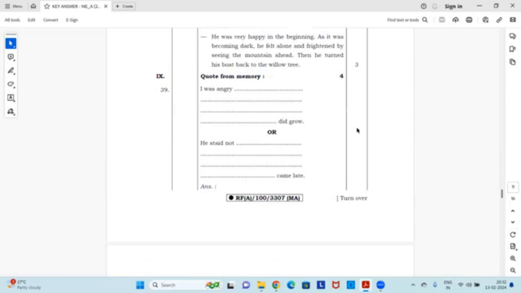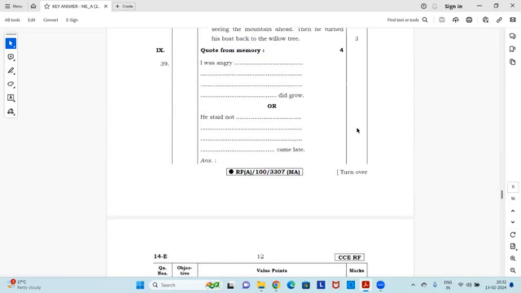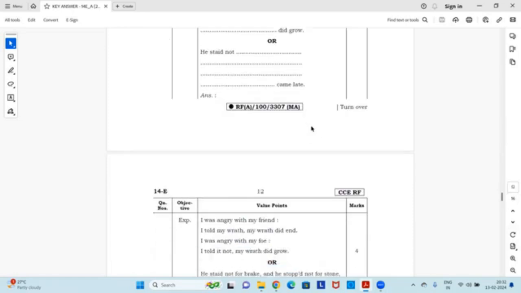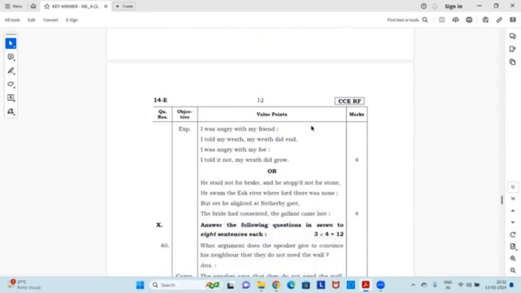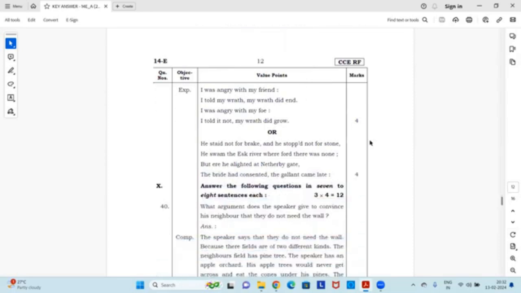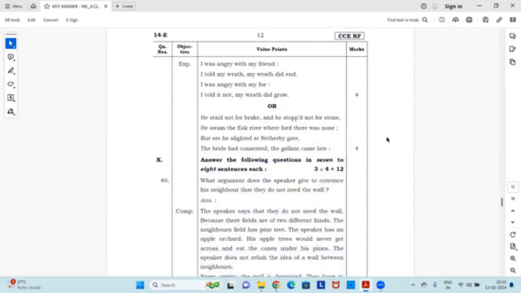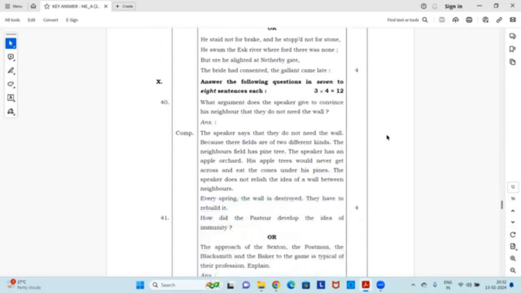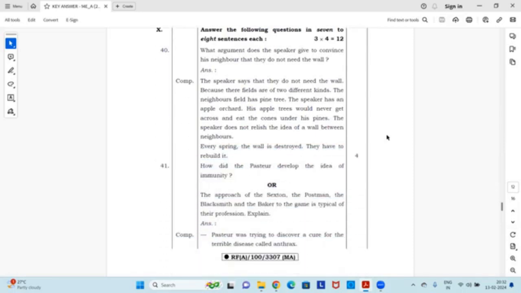Fine. So coming to the next main, it's quote from memory. You have a poem. Stanzas are given. I was angry till did grow. Then the next optional poem is he said he stayed not, came late. So these are the two poems. You can fill in whichever you know best. So answers are here. You can just observe the poems, memorize them and go for your exams. Okay. Moving to the 10th question, answer the following questions in 7 to 8 sentences each.